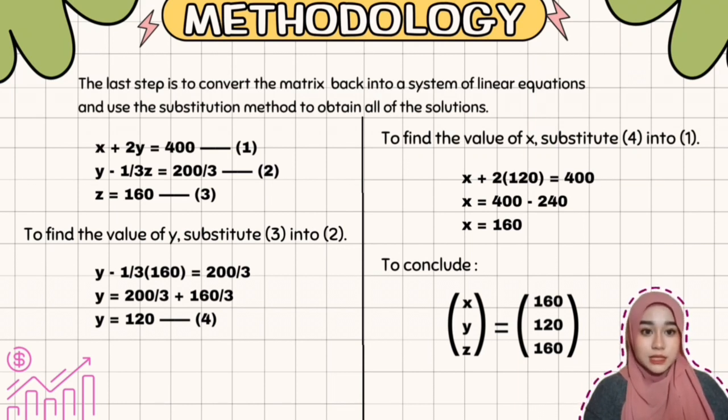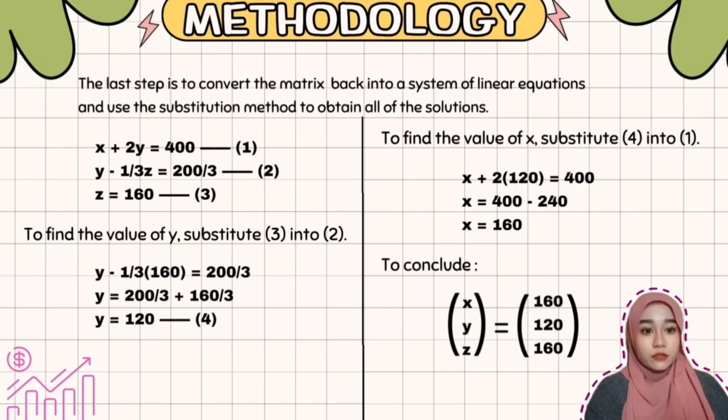From the last augmented matrix, we will get 3 linear equations, which we will label 1, 2, and 3. The first one is x plus 2y is equal to 400. The second one is y minus 1 over 3 z equals 200 over 3. And the third one is z equals 160. Next, to find the value of y, we need to substitute equation 3 into equation 2. So equation 2 is y minus 1 over 3 z equals 200 over 3, right? So we substitute z with 160 by using the third equation. Therefore, we get y minus 1 over 3 times 160 equals 200 over 3. And we get y equals 120, and we name that equation 4.